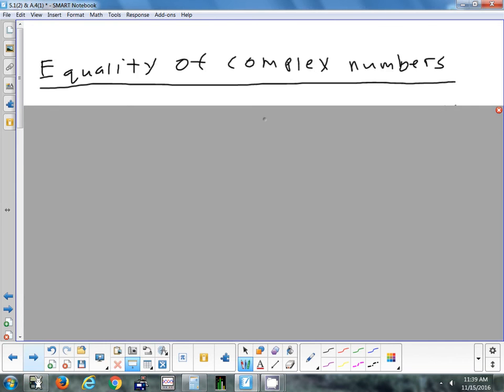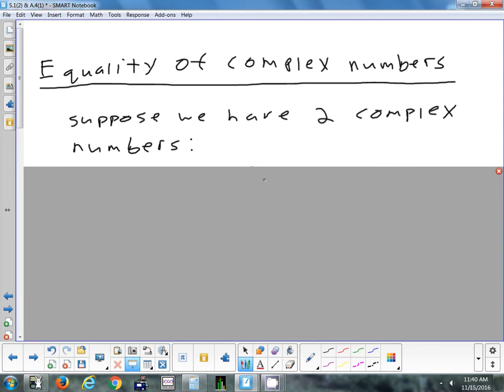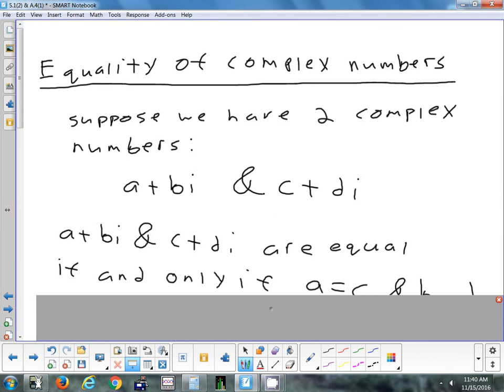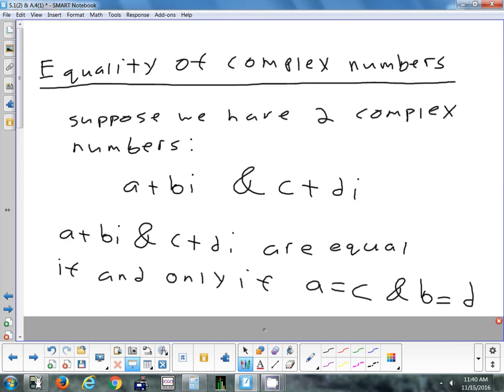Right, so the next thing the book explains is what it means for two complex numbers to be equal to each other. All they're really doing here is emphasizing that complex numbers have two parts to them, a real part and an imaginary part. In order for two complex numbers to be equal, both the real parts have to match and the imaginary parts have to match.